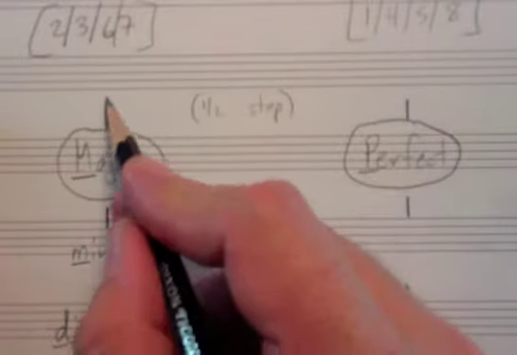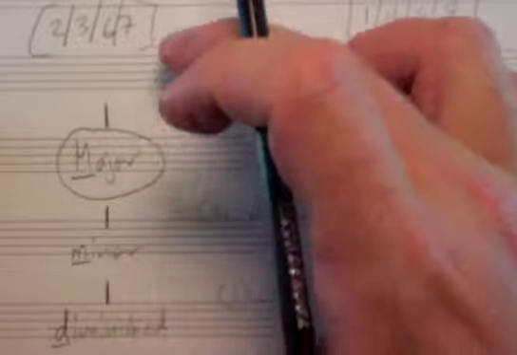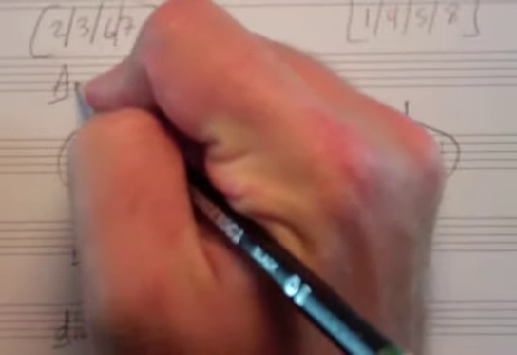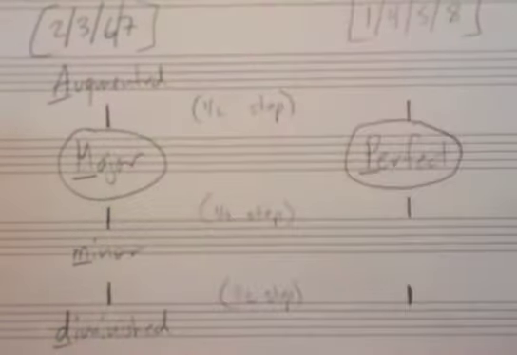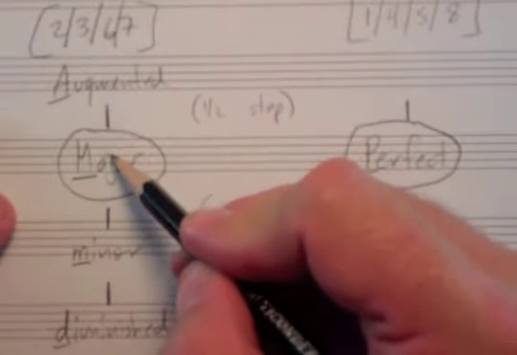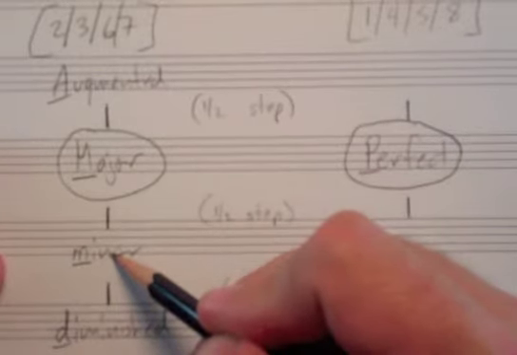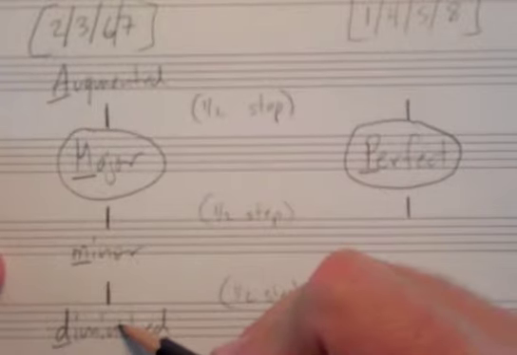Now if we go up a half step from a major interval, so it's a half step larger or half step taller, we get what we call an augmented interval. So half a step larger than major we call augmented. Half a step smaller than major we call minor. Half a step smaller than minor, or 2 half steps smaller than major, we call a diminished interval.